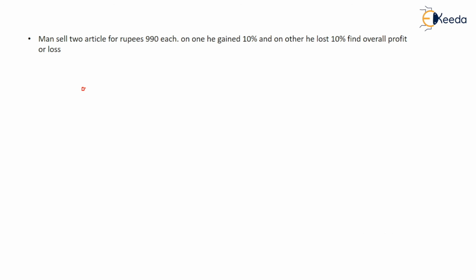As I told you, a plus b plus ab by 100. The same type of question that we did earlier, so apply the same thing. 10 gain, loss is minus 10, plus minus, so this comes out to be minus 10 into 10 upon 100. This is minus 1, that is 1% loss.